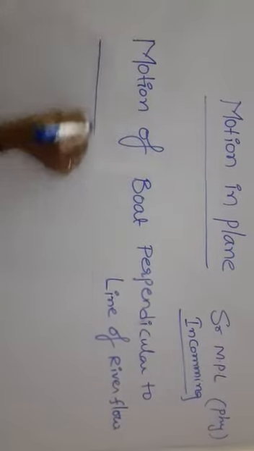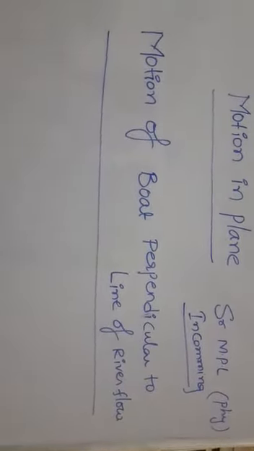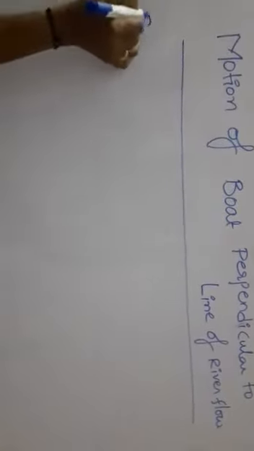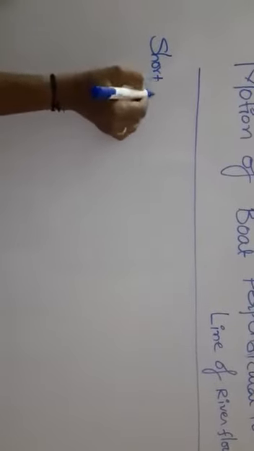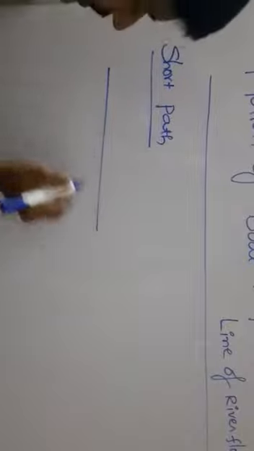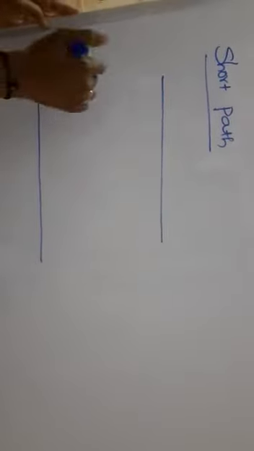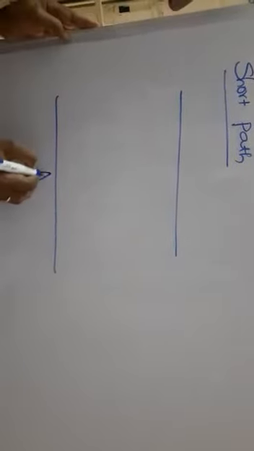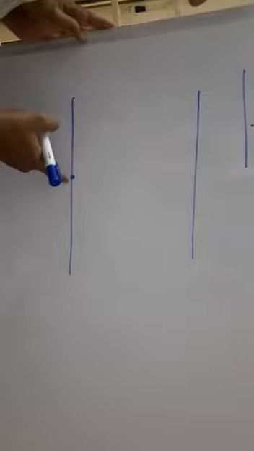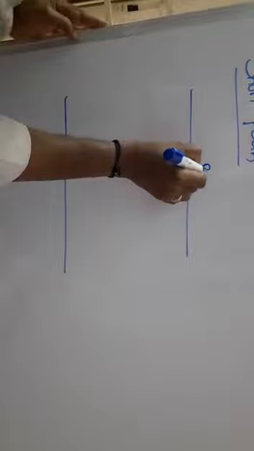Motion of boat perpendicular to line of river flow. Here, for example, is the condition for the shortest path. We can consider a river: a person or a boat starts at point A on one bank of the river. His aim is to reach the opposite bank of the river.